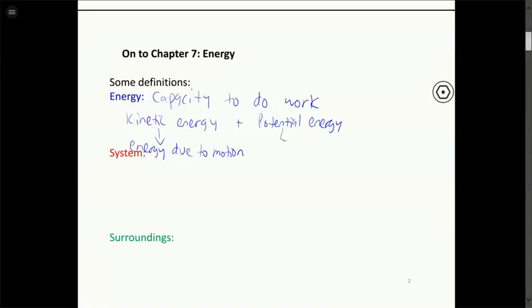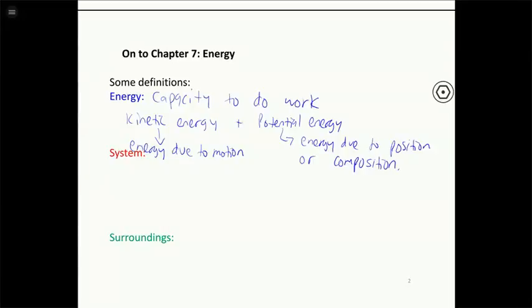Now, the general definition for potential energy is that it's energy due to position or composition. Particularly the second part, energy due to composition, is the aspect of potential energy that's important for chemical reactions. The different bond strengths that you have in different chemical compounds are going to give them different chemical potential energy. And then as you do a chemical reaction and change one thing into another, you're going to change the chemical potential energy that's associated with that. And that's what gives rise to the change in energy for the reaction.